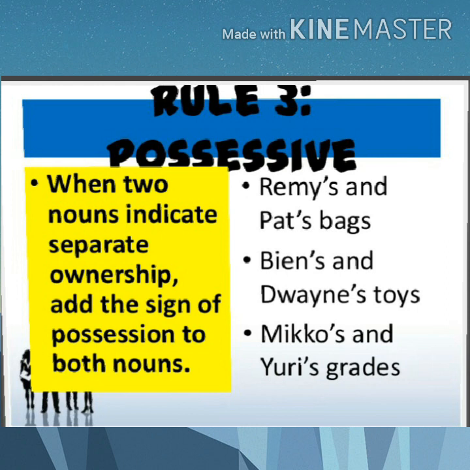Now here is rule number 3 for the possessive of the noun. When two nouns indicate separate ownership, add the sign of possession to both nouns. Let's see the examples. Remy's and Pat's dogs, Beans' and Downey's toys, Miko's and Yuri's grades.